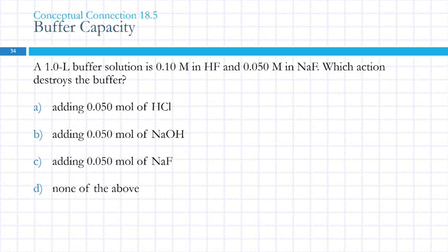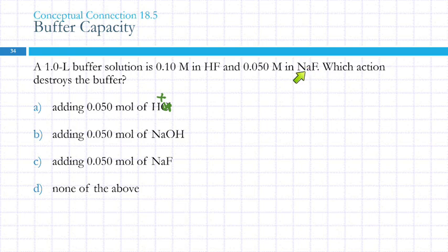Okay, we have a 1 liter buffer solution. It's 0.1 molar HF, 0.05 molar NaF. Which action destroys the buffer? What's going to happen if we add 0.05 moles of HCl? HCl is a strong acid, right? And so we don't care about the chloride. We're thinking, oh, we're adding acid, right? What's going to happen? Is that going to react with this or with that?